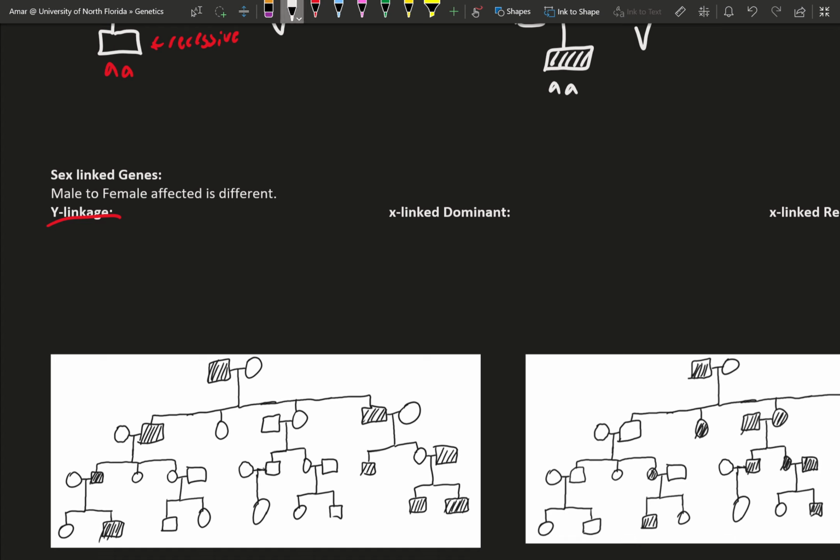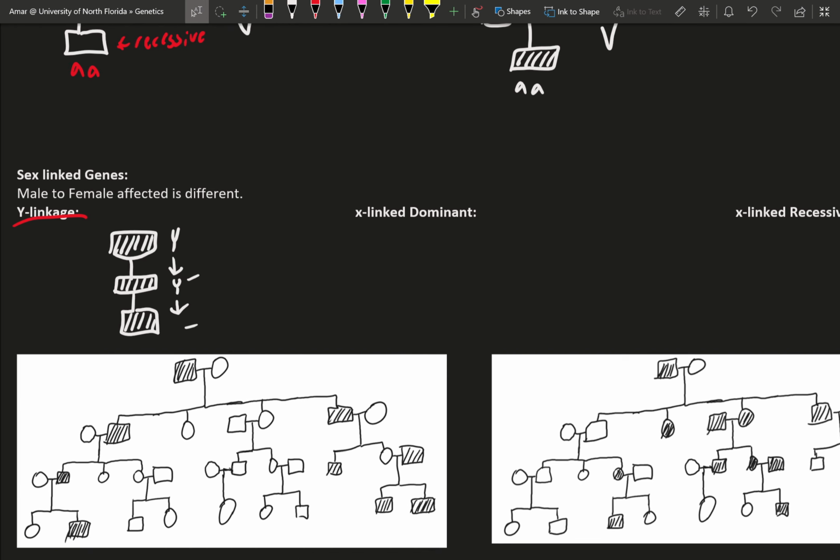The thing with Y linkage is that you always have an affected dad, and all of his sons are always affected, and all of their sons are always affected as well. The reason is that males only have a single Y chromosome, so that same Y chromosome is being passed on to this son, and then that same Y chromosome is also passed on to their other sons right here. So that one is probably the easiest one to figure out, probably the quickest one as well.